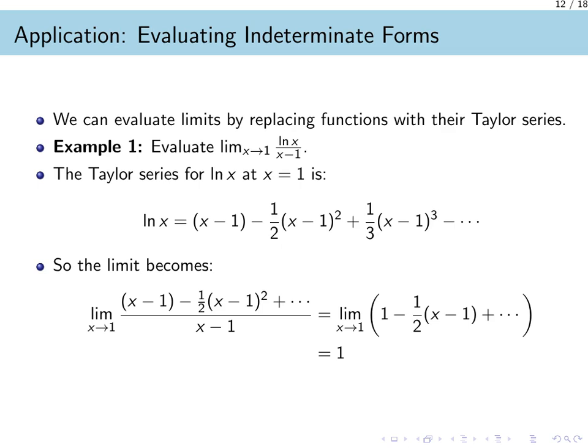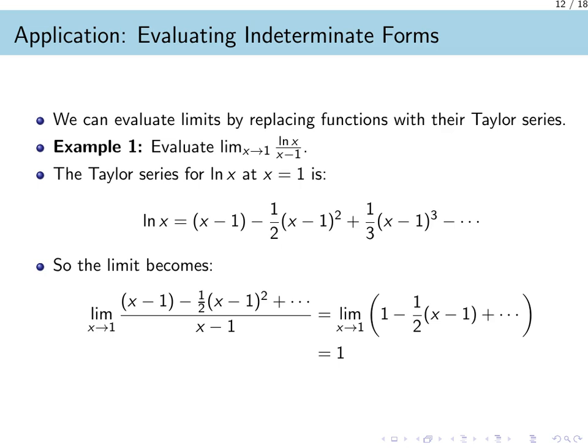Taylor series provide a powerful alternative method for evaluating limits that result in an indeterminate form, such as 0 divided by 0. Let us examine the limit as x approaches 1 of the fraction with the natural log of x in the numerator and the quantity x minus 1 in the denominator. Our strategy is to replace the function in the numerator, the natural log of x, with its Taylor series expanded around the point the limit is approaching, which is x equals 1. This series is the quantity x minus 1 minus 1/2 times the quantity x minus 1 squared, and so on.